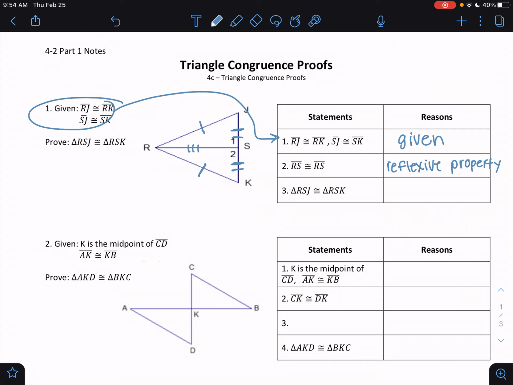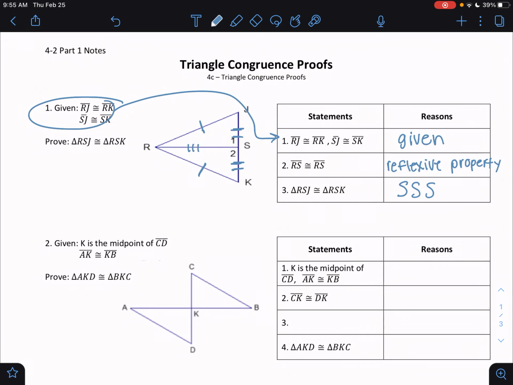And the last one is always going to be your congruence theorem. So that's like the side angle side or side side side, all of those that we learned about. That's always going to go in this last box. And so here we have side, side, side. So we just proved this one congruent.